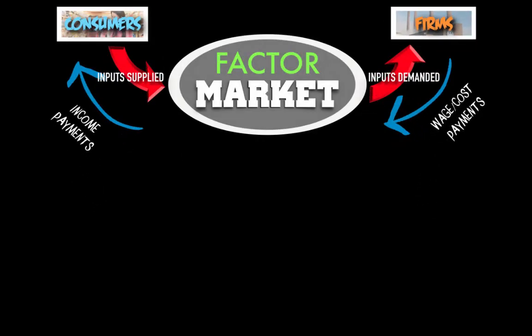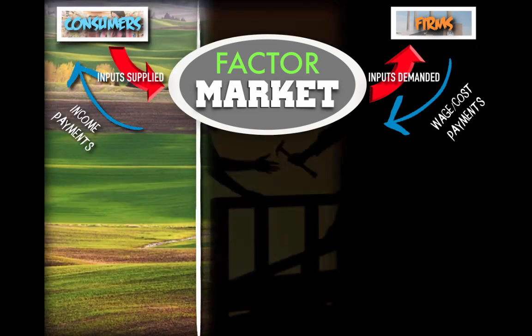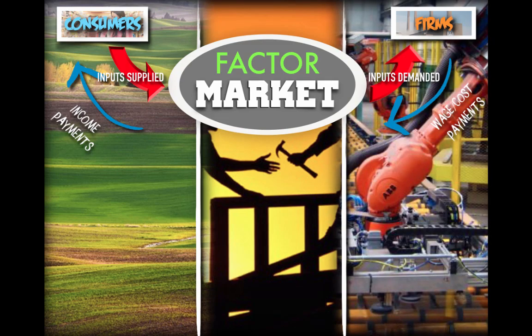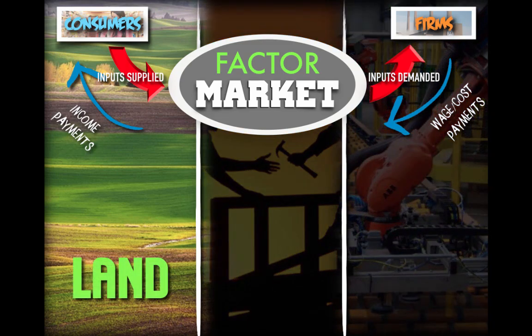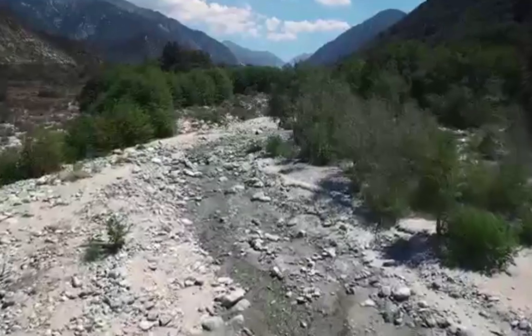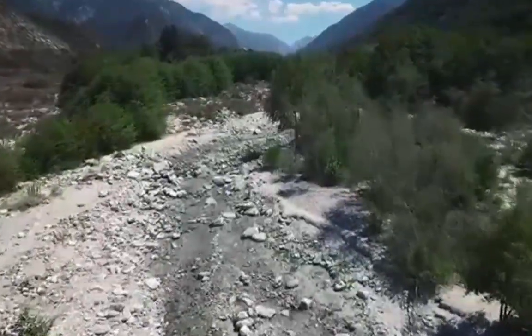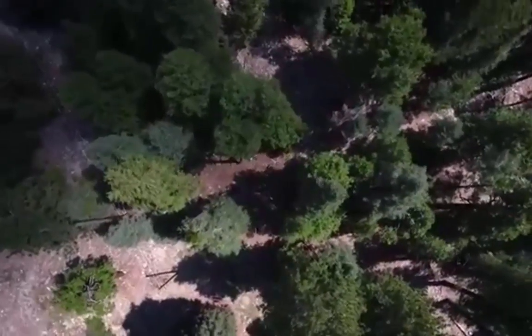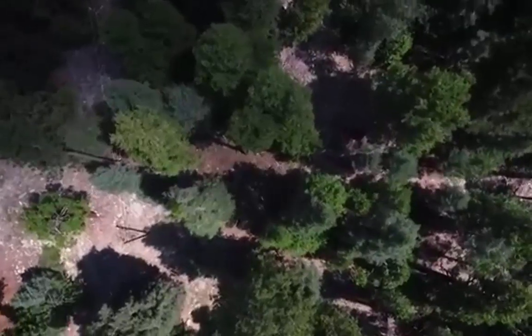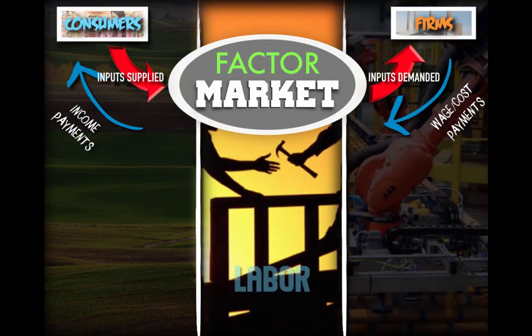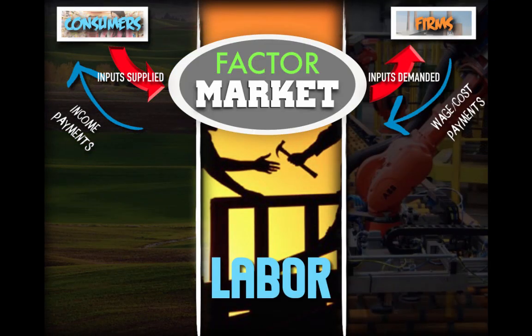The factor market is the location where factors of production are exchanged between consumers and firms. There are three factors of production that are bought and sold in the factor market: land, labor, and capital. Land is defined as the natural resources used to produce goods and services. It cannot be artificial or manufactured by man. Any resources that are natural and used to help produce goods and services is defined as land. Labor are the tasks and jobs performed by workers and the workers themselves.